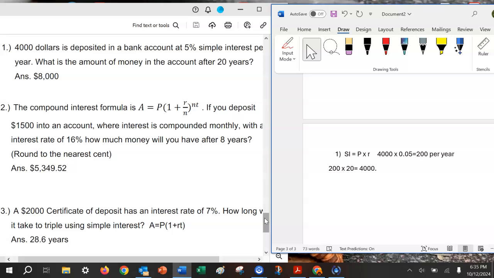But the question asks us how much is in the account. So you have to have 4,000 plus 4,000, giving you 8,000. I would not be surprised if a multiple choice wrong answer was 4,000. They do that on FSA problems, so I wouldn't be surprised. So make sure you get that correctly there.